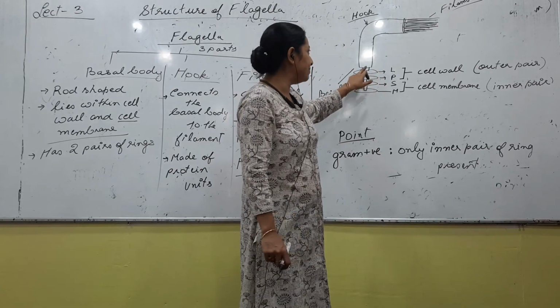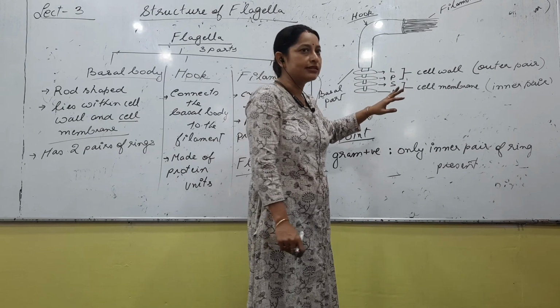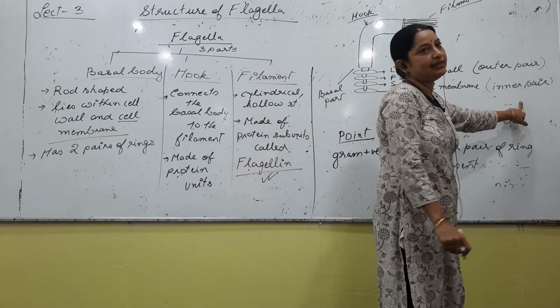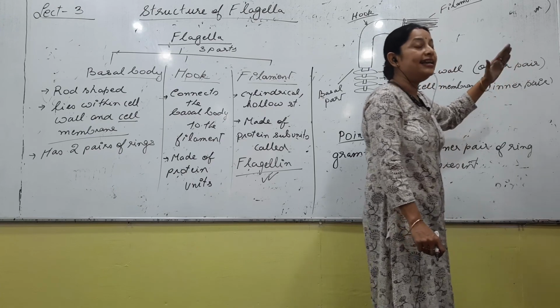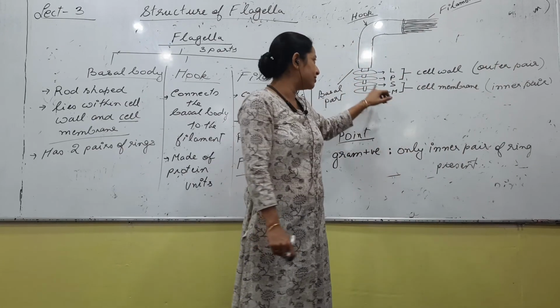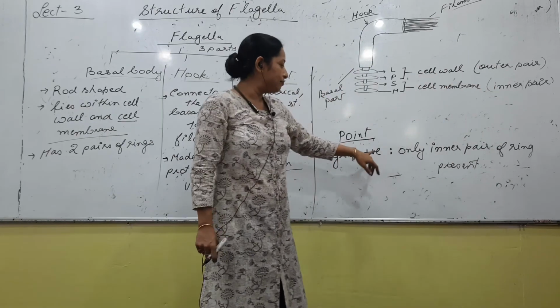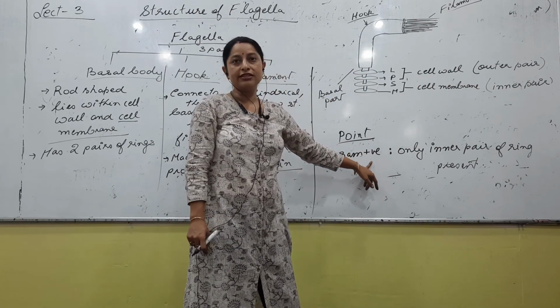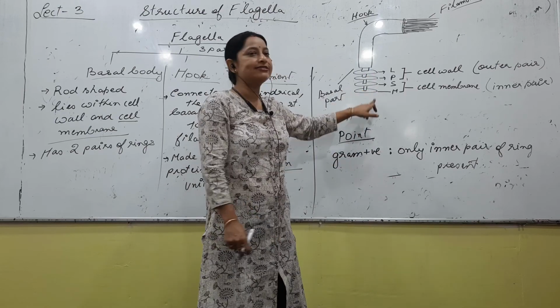So in its basal part there are some rings. L, P, S, M not important. What you need to remember: outer pair and inner pair. Why is it called outer pair? Because it is attached to the cell wall. Inner to the cell wall is the cell membrane. So the rings present in the cell membrane are called the inner pair, right? And the point: in gram positive, only one pair is present. In gram negative, two pairs are present.